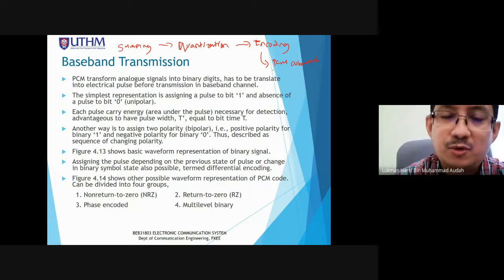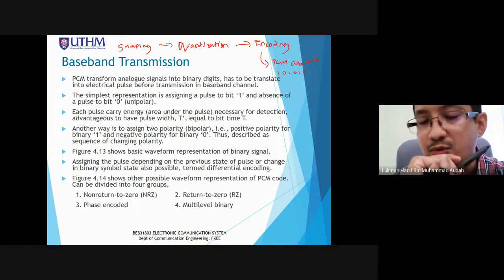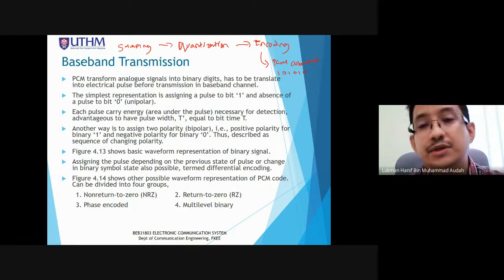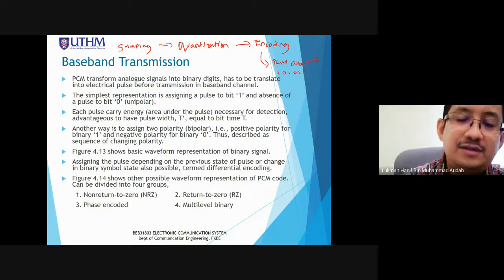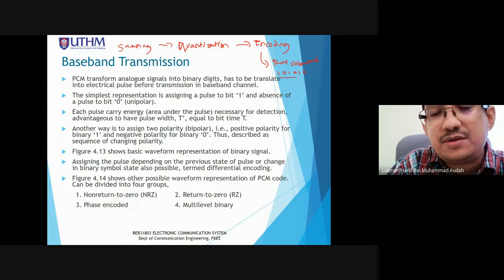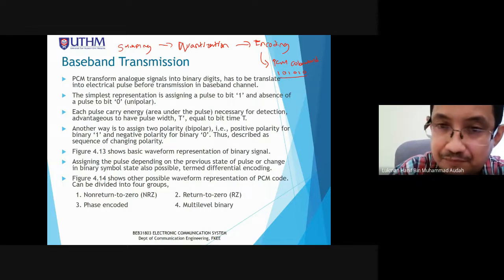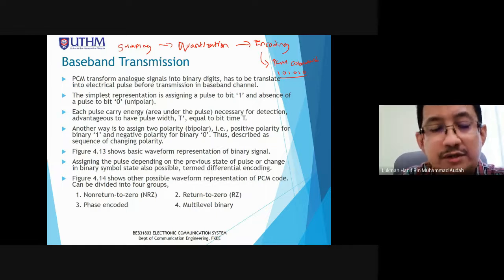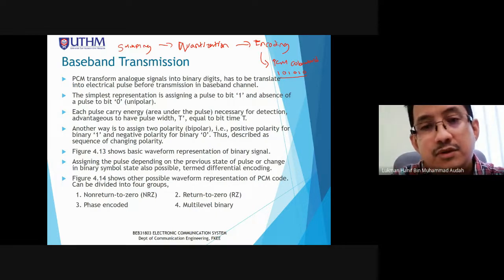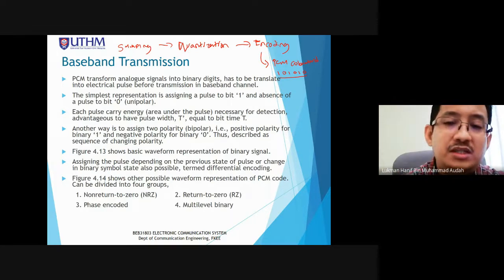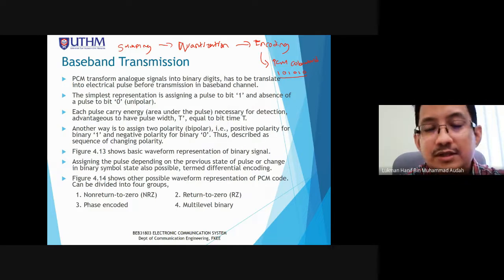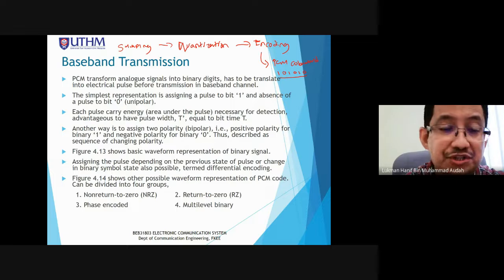Okay, apa itu PCM code word? Dalam sebutan logik 1, logik 0, 1, 0, 1, 0. Okay, in the form of logic number 101010. Now the issue is, how can we transmit this PCM code word into the medium? Macam mana nak transmit code word ini dalam medium? So kita punya medium sama ada wired or wireless. So how can we change this one into a suitable waveform for transmission?